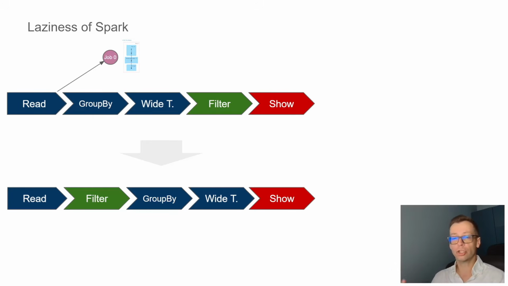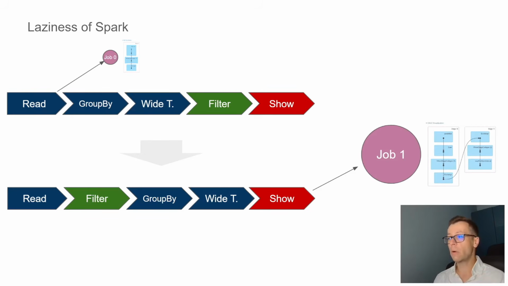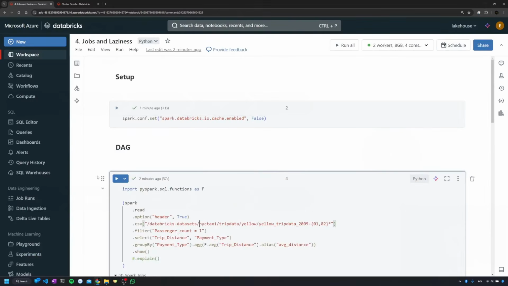And then, of course, show is happening, so an action, and Apache Spark will fire jobs, in our case, job number 1, and second job number 2. And this laziness of transformation is one of the principles of Apache Spark architecture. And we are in the fourth notebook, jobs and laziness according to Apache Spark architecture.